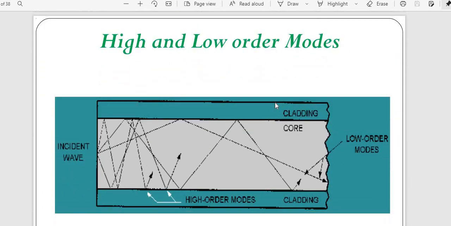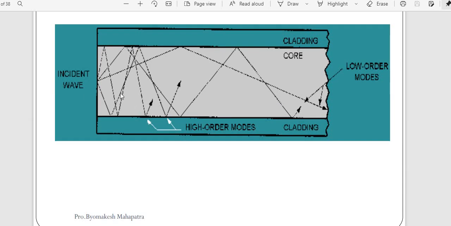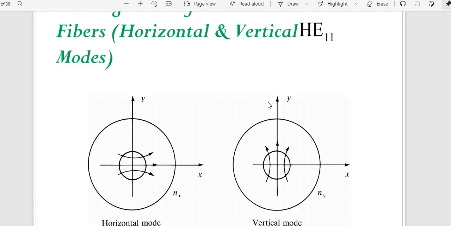Next is high and low order modes. This also we have covered. When the incident light is passing like this, from here to here, it gets maximum. Higher order mode is where the waves are in synchronous form, passing in the same direction. When they are in opposite direction, this is called lower order mode, because there are no more refracted waves. When there are fewer modes passing, that is called low order.